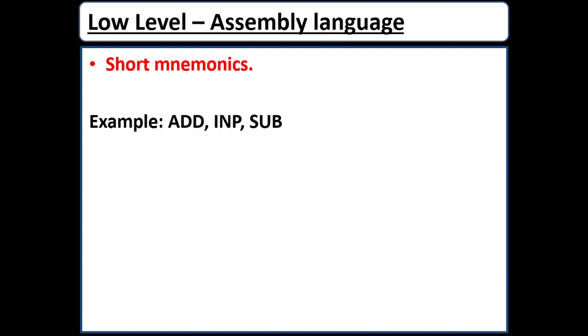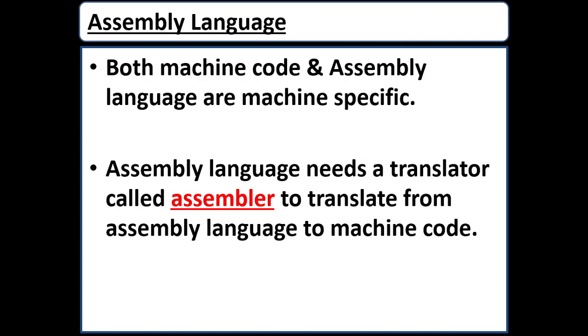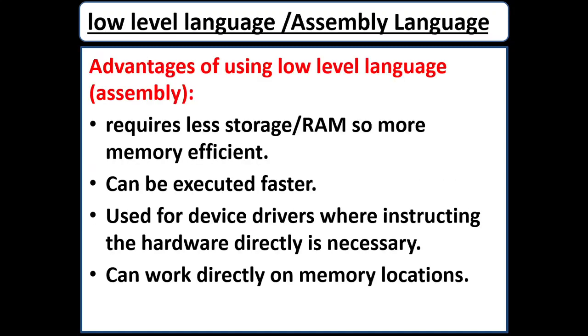Assembly language is made of short mnemonics. That just means short memory-aided words, like abbreviations. Now both machine code and assembly language are machine specific, so they only work on a specific type of computer. And for assembly language, you'll need an assembler to translate it to ones and zeros for the computer to execute.